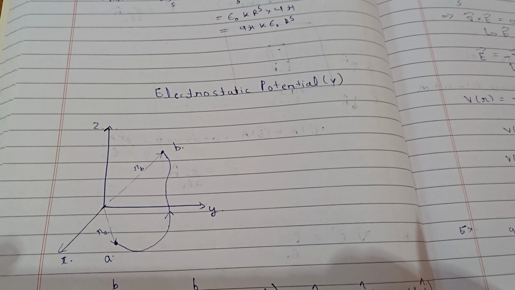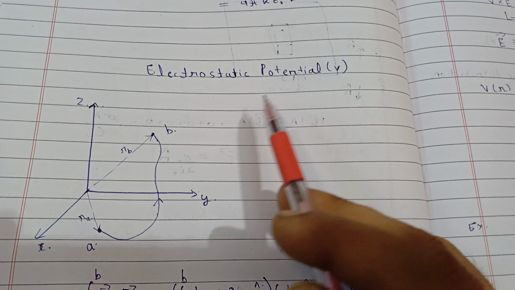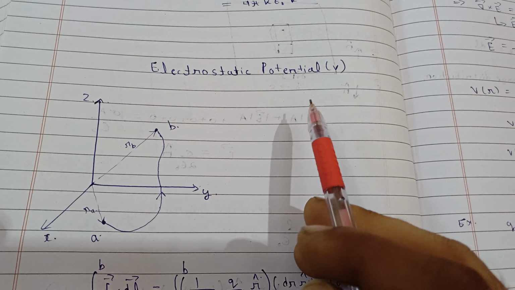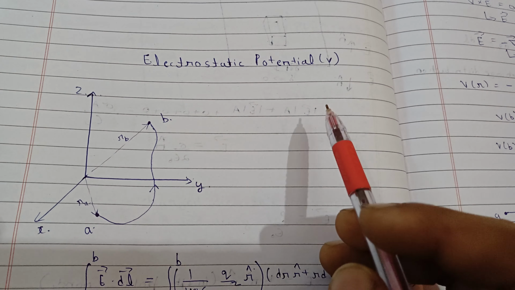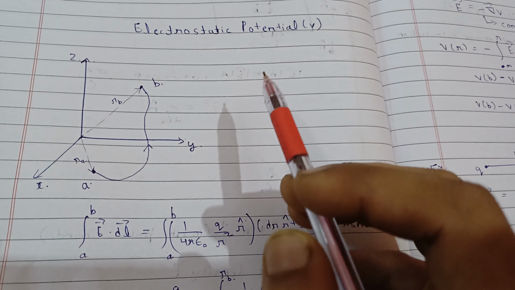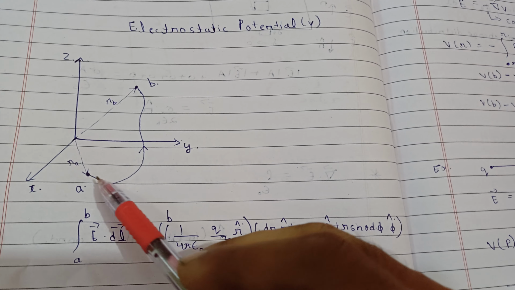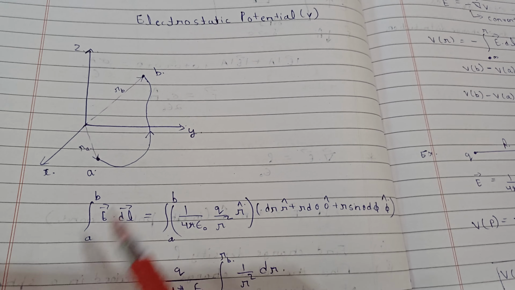So let's start a new topic, that is electrostatic potential. So what is electrostatic potential? It is the same thing as we did in classical physics. It is the amount of work done to bring a charge from infinity to any point, and that is given by the electrostatic potential. So work is given by, let's say we need to go from point A to point B, then the total work will be given by the integral of E dot dl.